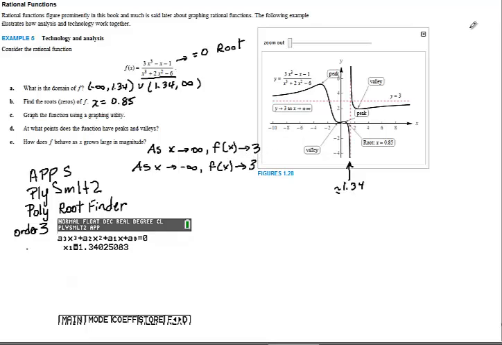Cool. Nice analysis of this rational function. Notice that it is one polynomial over another polynomial, following the definition of a rational function.